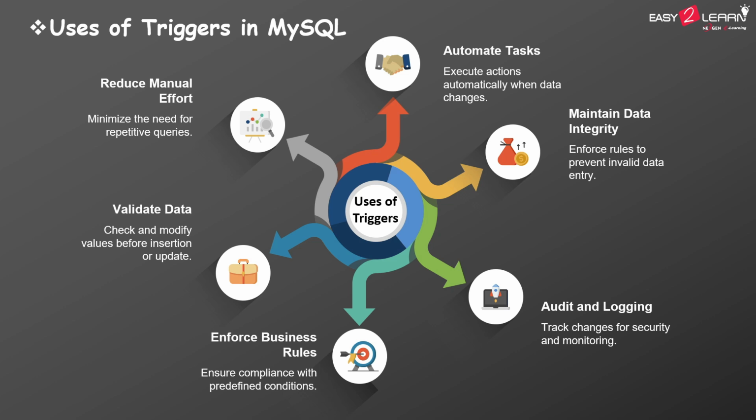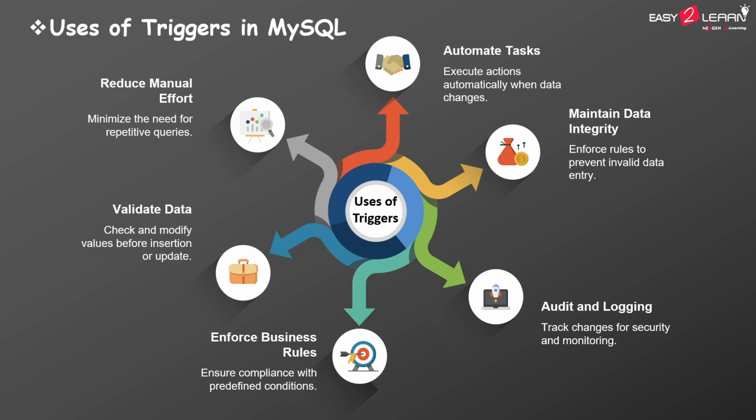The first one is automate tasks. The real-time use case is to automatically update a summary table when new records are inserted. For example, updating the total salary for a department. Imagine a company that maintains a department table where the total salary of all employees in a department is stored. Whenever a new employee is added, the total salary should be updated automatically.